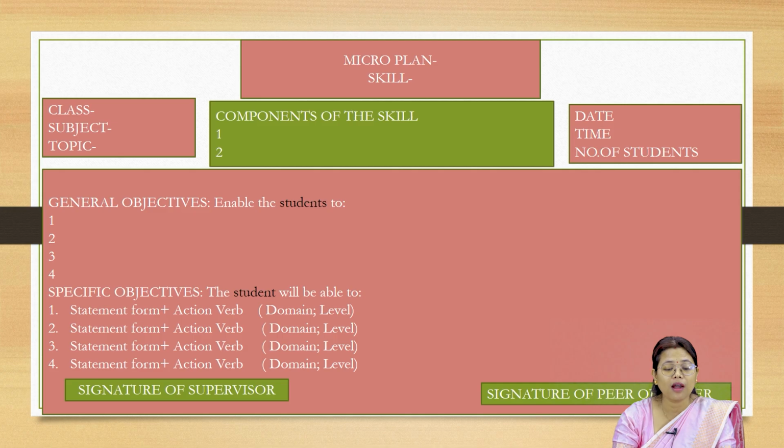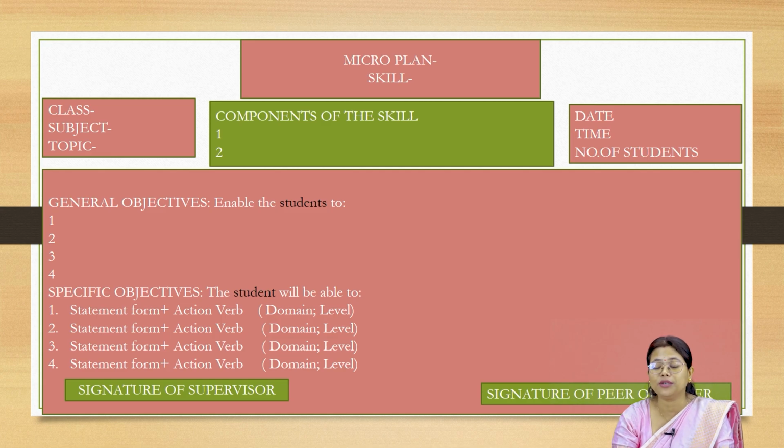You can see this micro lesson plan, which students usually frame while practicing this teaching skill in a simulated classroom situation, where we have to write the class, subject, topic and the component of the skill which we have discussed in the earlier slides.